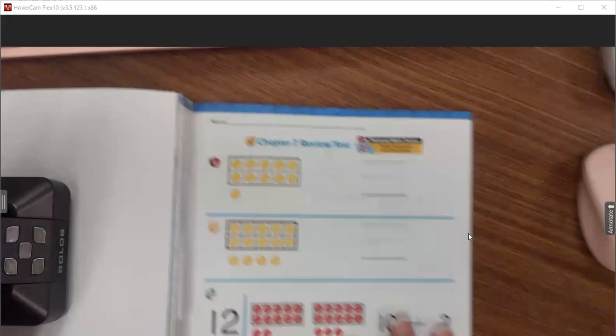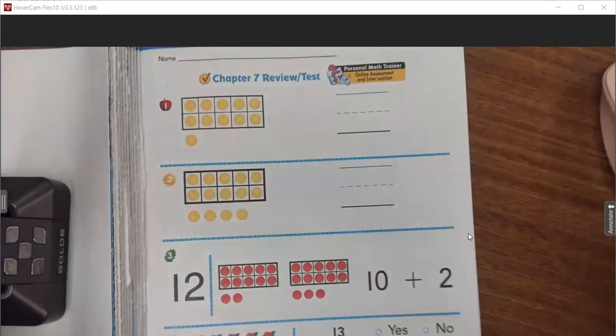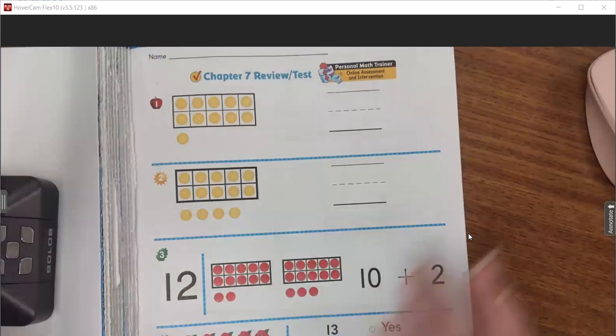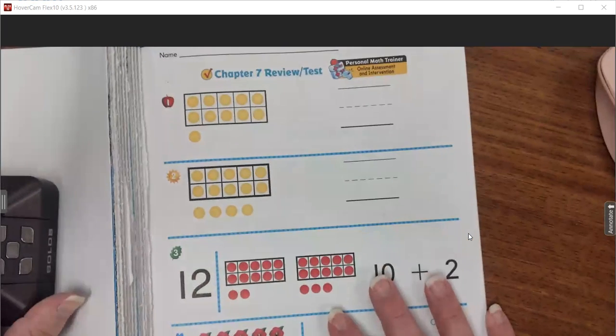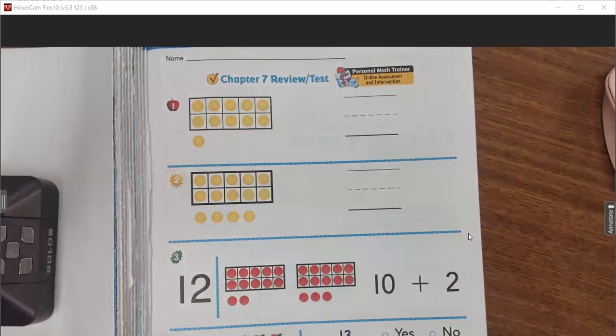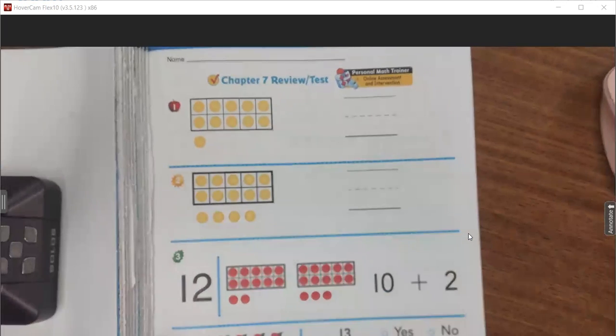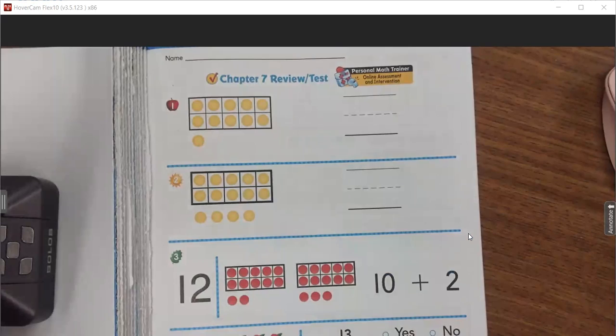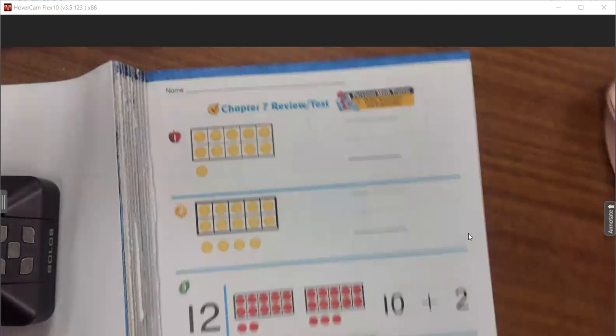Good morning, good afternoon. So today we're going to take your chapter 7 math test. I'm going to record a video for you to follow along with, but I will not be filling in the answers because I want you to do this on your own. I'm going to read you the directions so you know what to do for each one, and I'll do them with you as we go along, but I'm not going to show you answers because this is something I need you to do on your own.